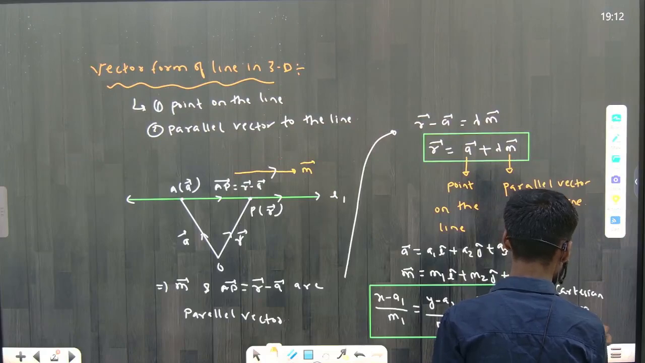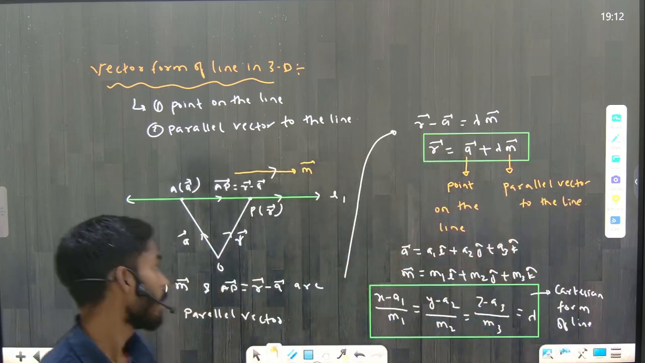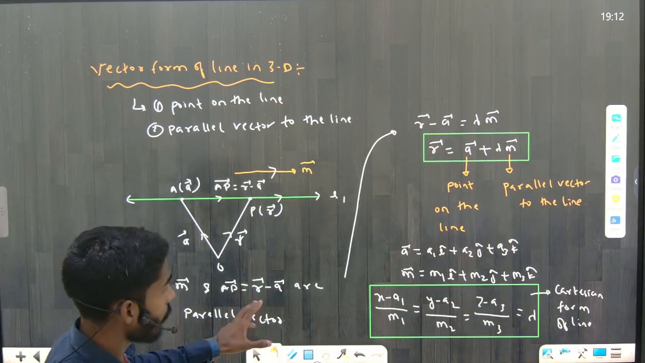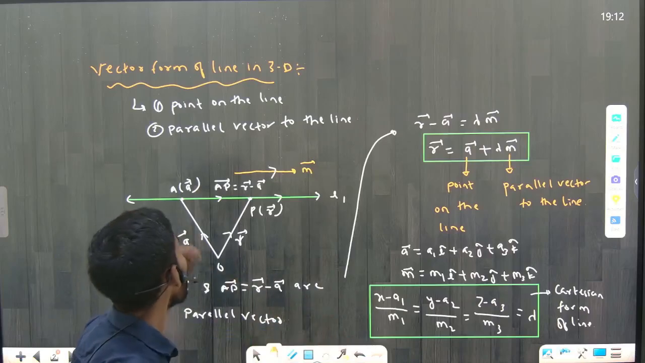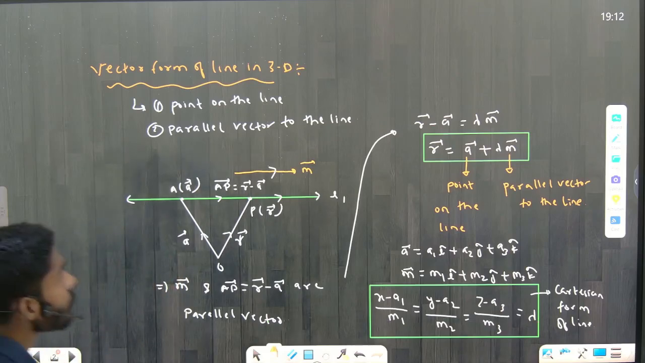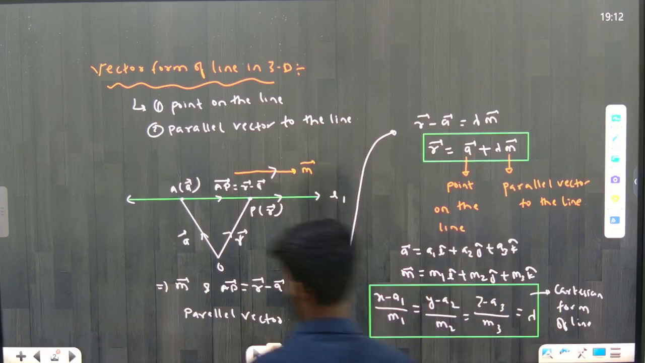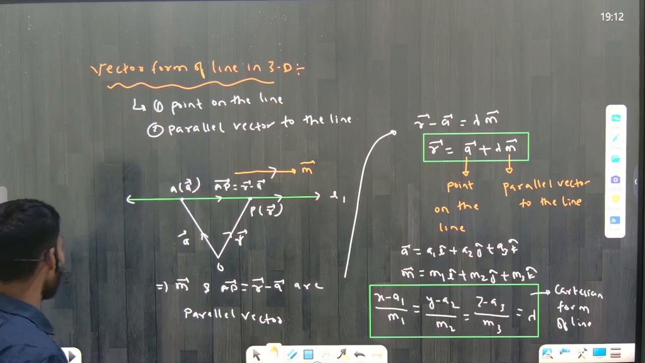Till now, we have studied the Cartesian form of a line and the vector form of a line in 3D. Now I am going to discuss how to find the shortest distance between skew lines. Now let us move to the next slide.